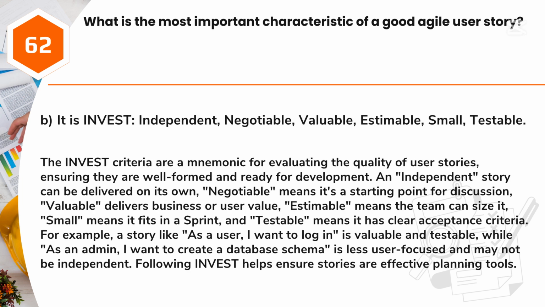Answer: B. It is independent, negotiable, valuable, estimable, small, testable. The INVEST criteria are a mnemonic for evaluating the quality of user stories, ensuring they are well-formed and ready for development. An independent story can be delivered on its own, negotiable means it's a starting point for discussion, valuable delivers business or user value, estimable means the team can size it, small means it fits in a sprint, and testable means it has clear acceptance criteria.